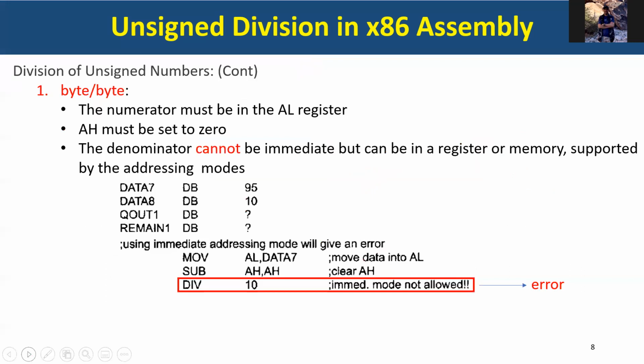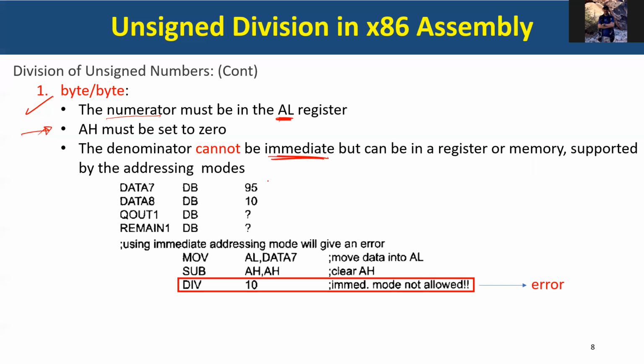So let's explore the first type of division, which is when you divide byte over byte. You have here two variables you want to divide by each other, each one is 1 byte. The numerator of this operation will be in AL, similar to multiplication, in which the first operand should be in AL. Here the numerator should be in AL, AH must be set to 0, and the denominator can be either a register or a memory location, but it cannot be immediate.